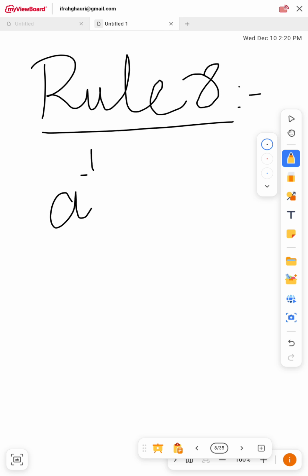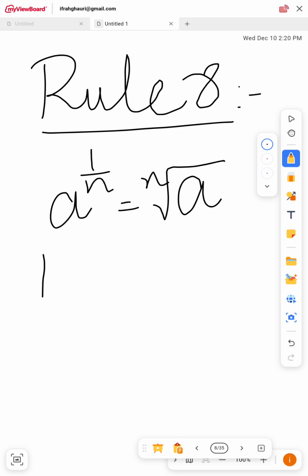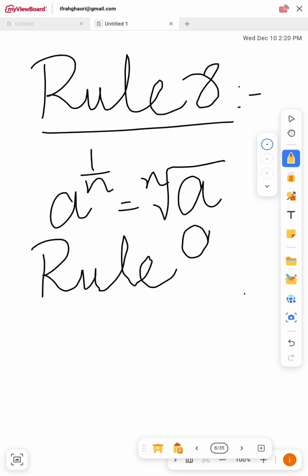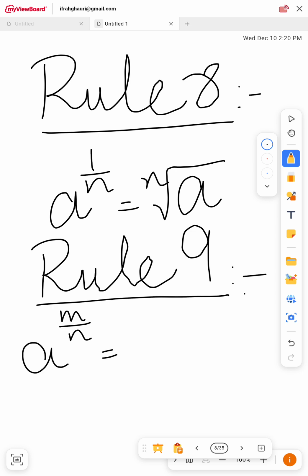a power 1 over n is equal to the nth root of a. We can say a power 1 over n is equal to the nth root of a. And what is rule number 9? What does it say? a power m over n is equal to the nth root of a, whole power m.